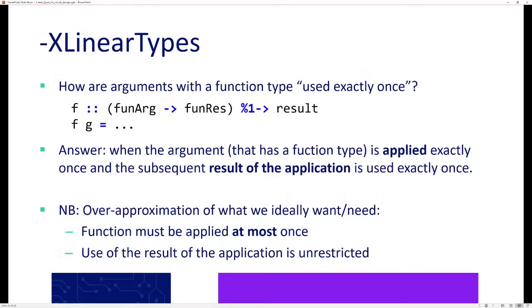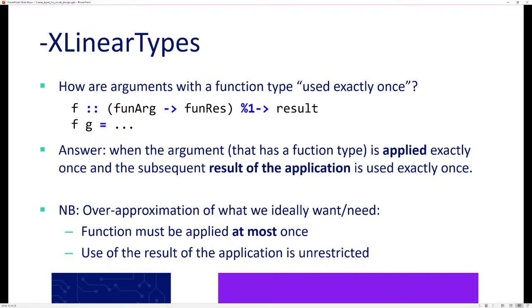So coming back, you might wonder, how does GHC determine that an argument with a function type is used exactly once? The answer is that when the argument with a function type is applied exactly once, and then when the result of the application is also used exactly once, that's what it means for a function to be used exactly once. So it must be applied once, and then the result of the application is used exactly once.